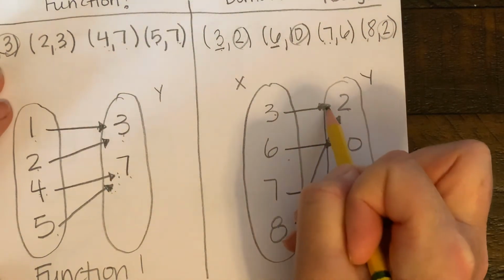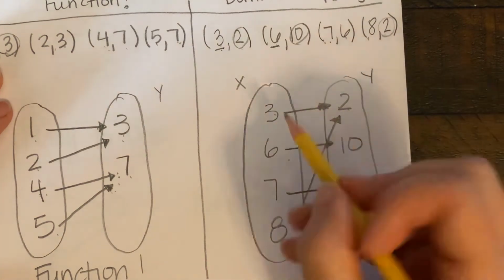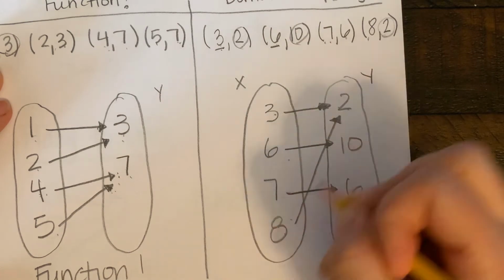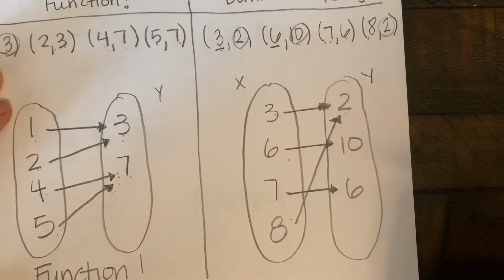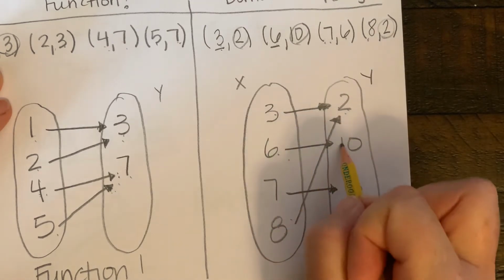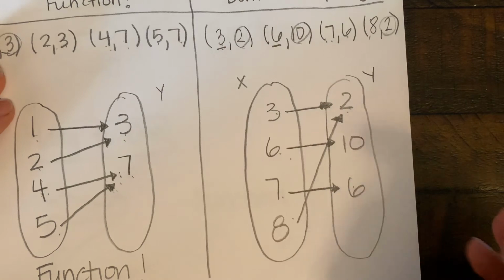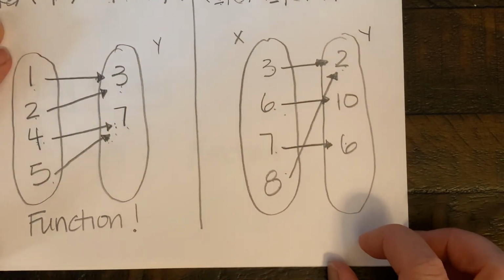So 3 became 2 and 8 became 2, but 3 still only went to a 2. It didn't go to any other number. And 8 only went to 2. It didn't go to any other number. So that is okay. That is still a function. My 6 became a 10 and my 7 became a 6. So this one is, what do you think? A function.